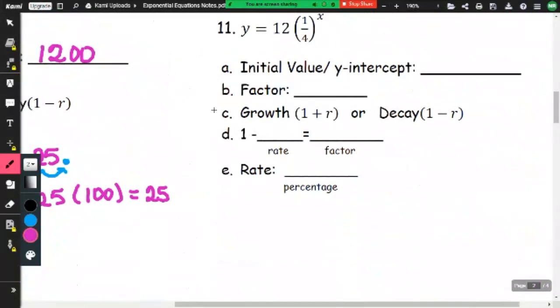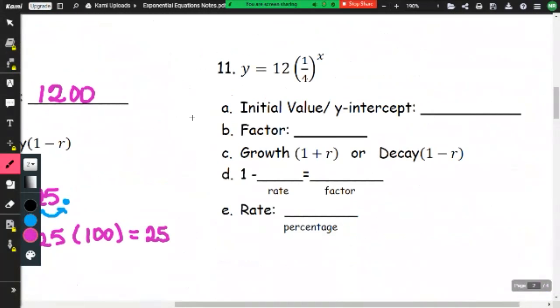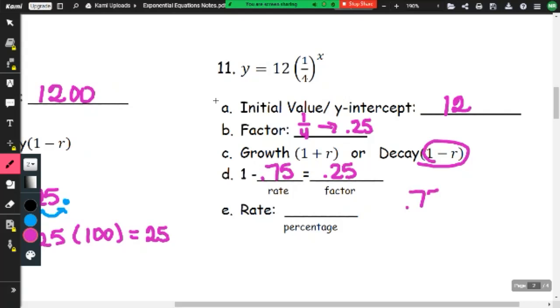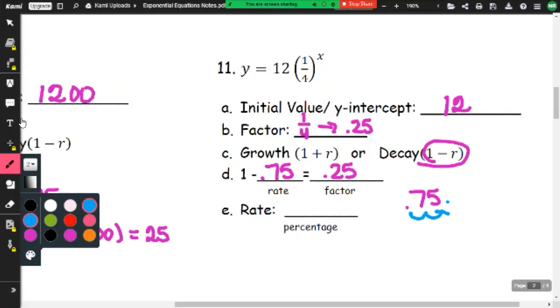All right, number 11. What's my starting point? What's my multiplier? 1/4. All right, but 1/4 as a decimal is? Which is showing growth or decay? All right, so factor is 0.25. What did I spend for my $1 to get to 25 cents? So 0.75, move your decimal back to 1, 2. And we get 75%.